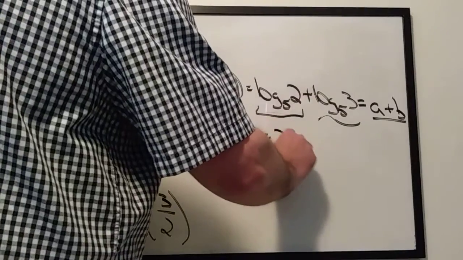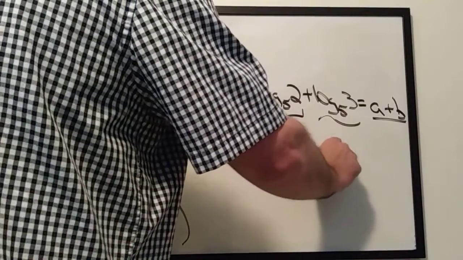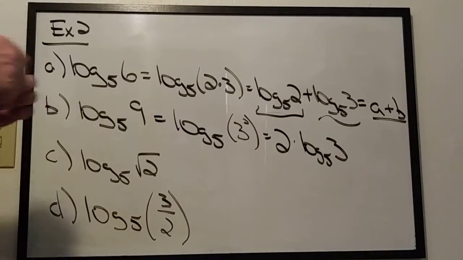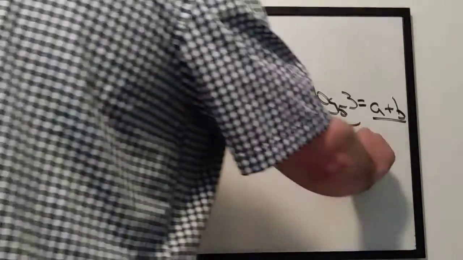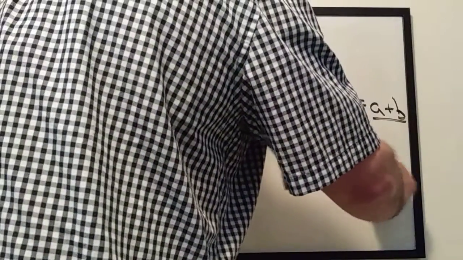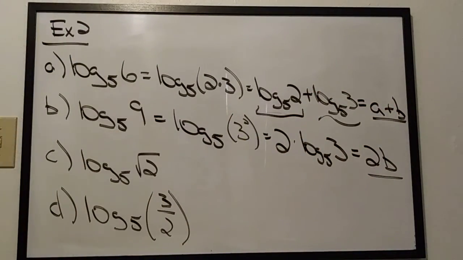So this is going to be 2 times log base 5 of 3. But log base 5 of 3 is associated with the letter B. So this is in fact 2B. Up here you would have gotten B plus B. B plus B is 2B as well. So different ways of getting there, but ultimately the same answer. We would get 2B. Well, let's check out part C then.